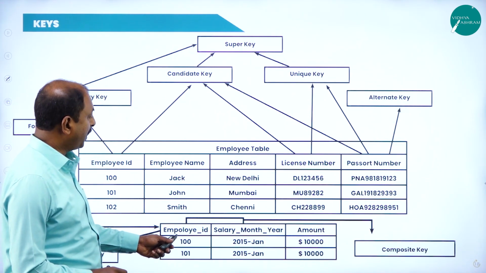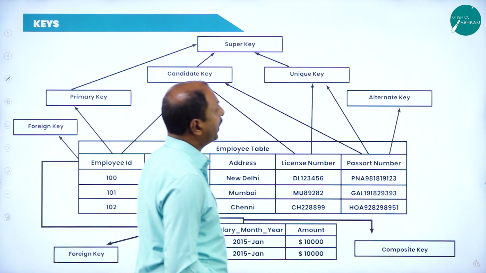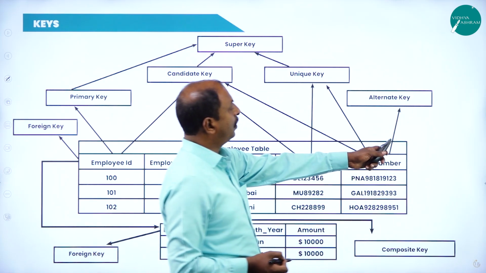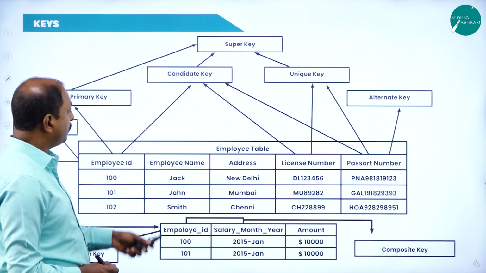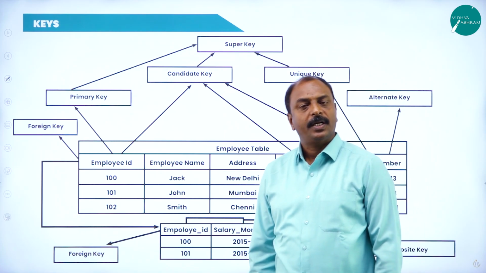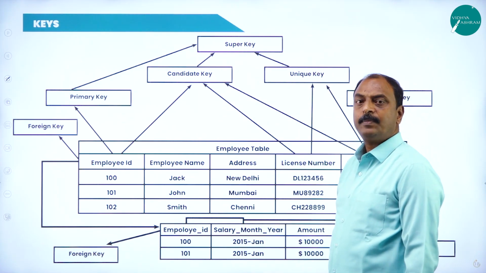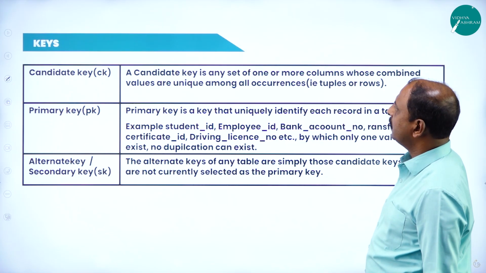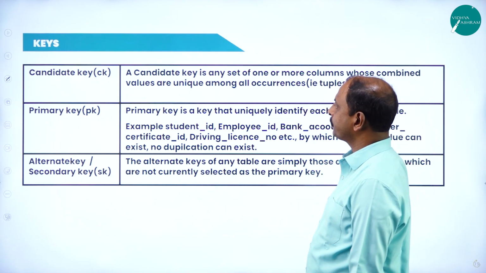So if you observe employee ID, other salaries, and all these together form a composite key. And another key is called an alternate key. By looking at this diagram or these two tables, it is easy for us to understand the definitions or differences between different types of keys in a database. Now let us see the definitions of all the keys you have seen in the previous diagram.